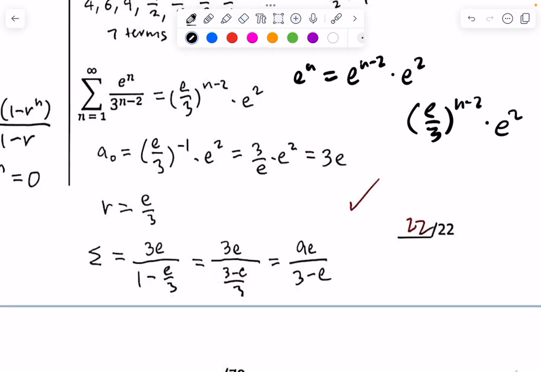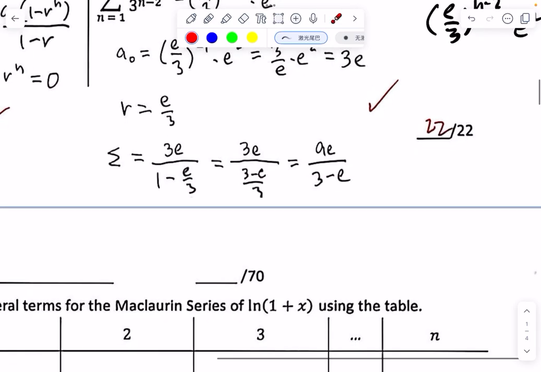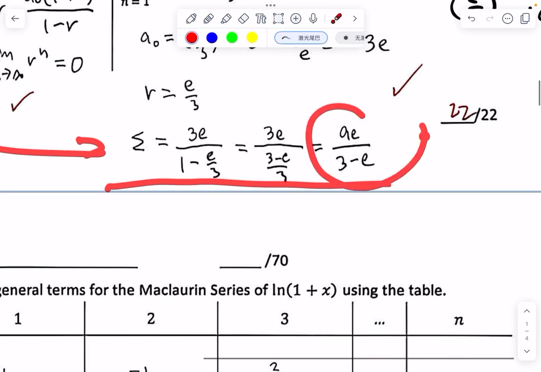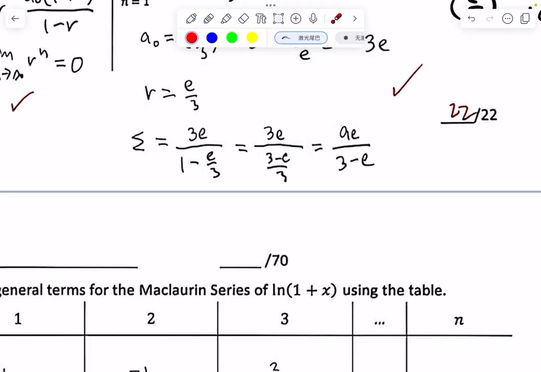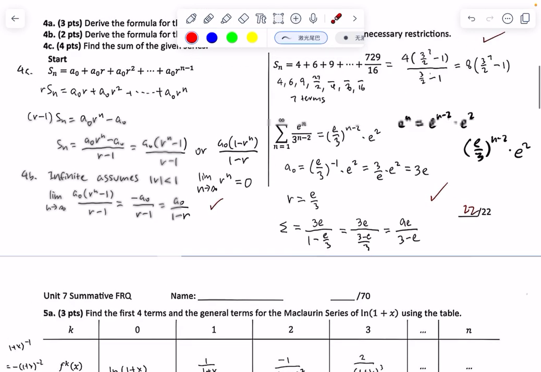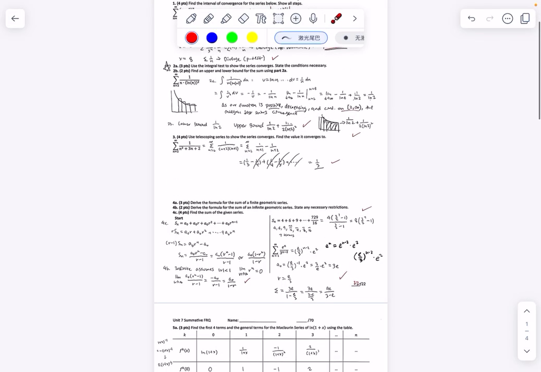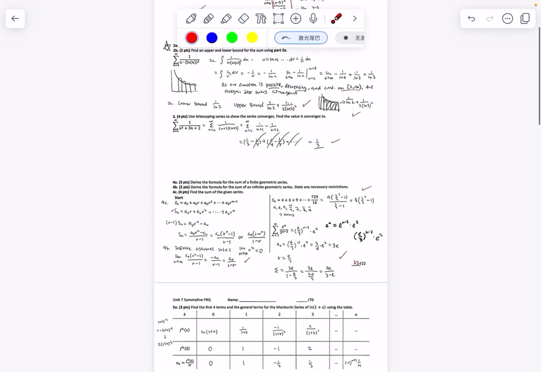And then we get that our first term is going to be 3e, and the common ratio is e over 3. And with the sum formula, plugging in and simplifying, we get that the final sum is 9e over 3 minus e. Yeah, and this is the first page, so please take some time to look over it and review any problems that weren't that clear.